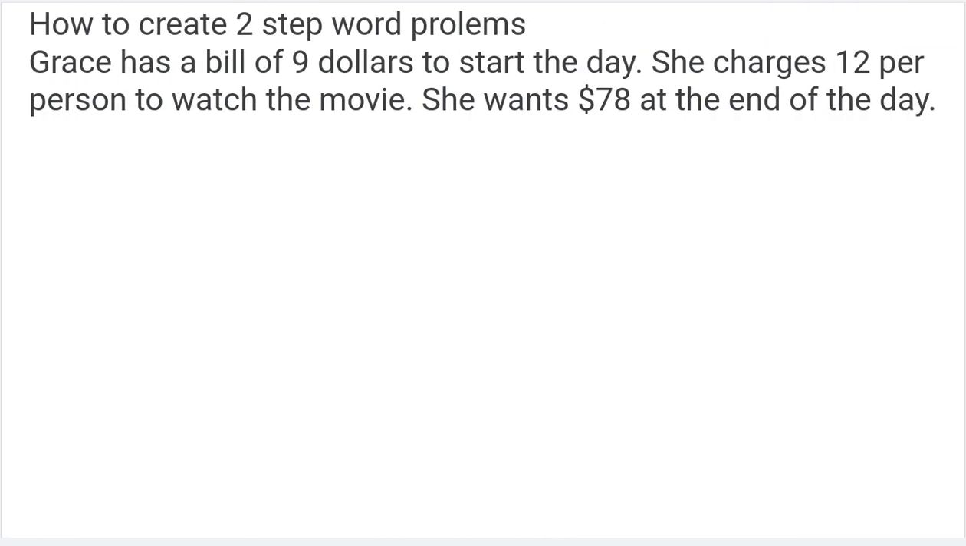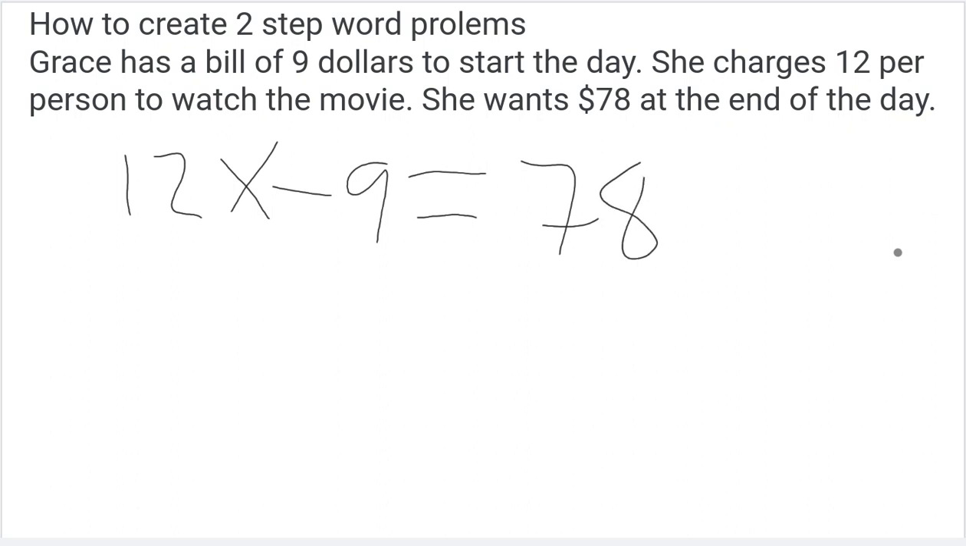Kind of a new concept that we're going to go over as well is how to create two-step word problems. So it says Grace has a bill of $9. So bill means she's spending $9 to start the day. She charges $12 per person. So 12 per person, because we don't know how many people are showing up for the movie. So it's $12 per person minus how much she started with the day. She wants, so that equals $78 at the end of the day.